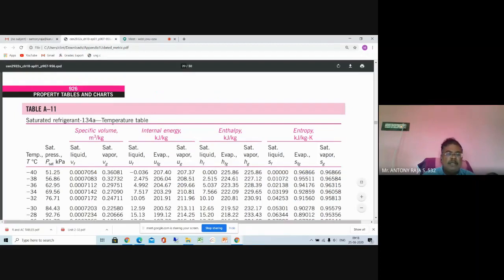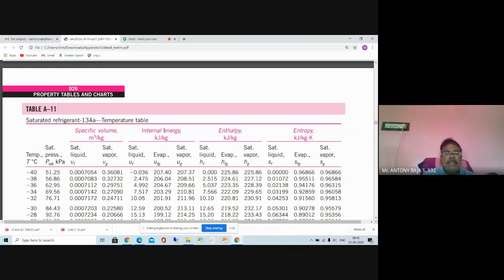Specific volume data are given in terms of meter cube per kilogram. What is this specific volume? This is the specific volume of liquid, f stands for fluid, liquid. V is for volume. What is this g? g is for vapor, gas: specific volume of gas or vapor. And then the internal energy value is also given. Internal energy is denoted by the letter u. This is the internal energy of liquid, f for fluid. Then the internal energy of gas or vapor, g for gas. What is ufg?